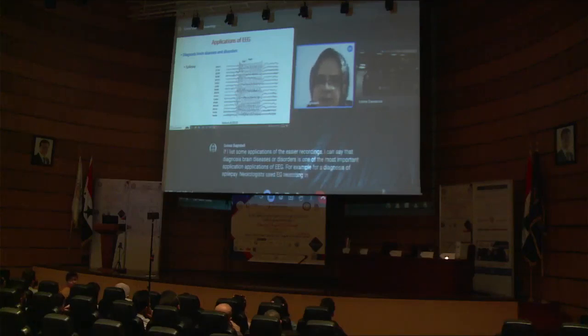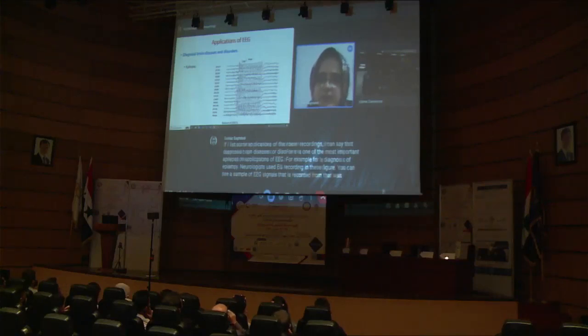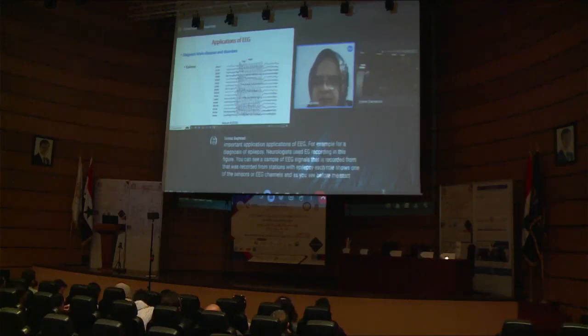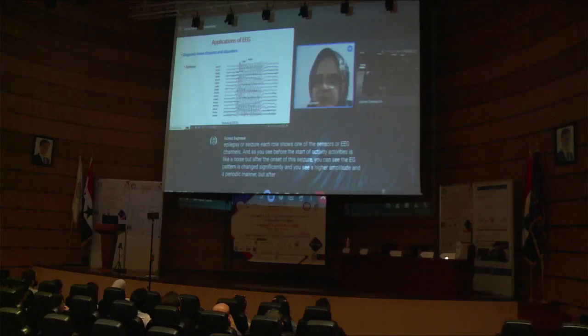In this figure, you can see a sample of EEG signals that was recorded from a patient with epilepsy or seizure. Each row shows one of the sensors or EEG channels. And as you see, before the start of the seizure, the EEG activity is like noise, but after the onset of the seizure, you can see the EEG pattern changes significantly, and you see a higher amplitude and a periodic manner. But after the end of the seizure, again, the EEG activity comes back to its normal shape, which is like a noisy activity.